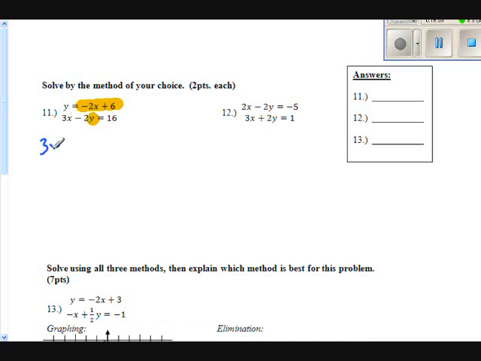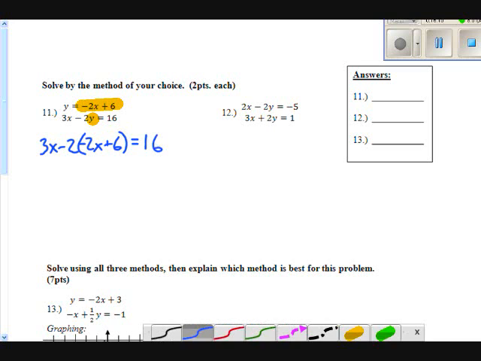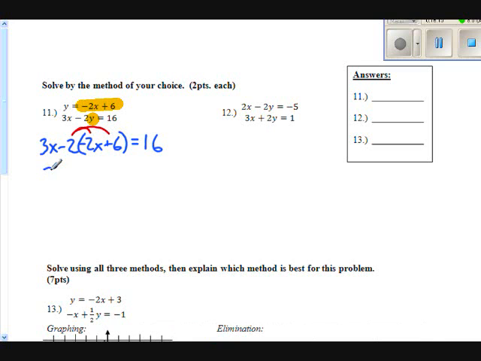So that means I'm going to have 3x minus 2 times y, but instead of y, I use the negative 2x plus 6. This was set up really well for substitution. That's what I'm using. Now I'm going to distribute the negative 2, so that's 3x plus 4x minus 12 equals 16.